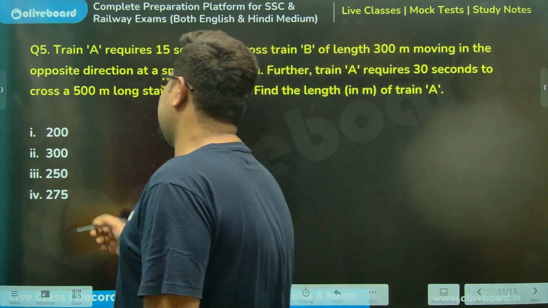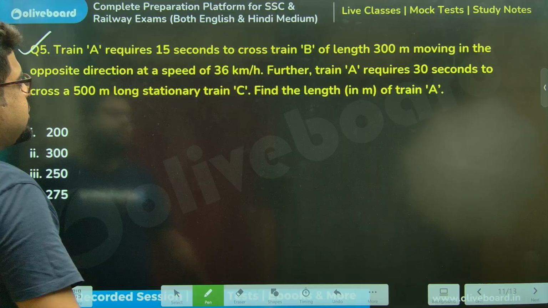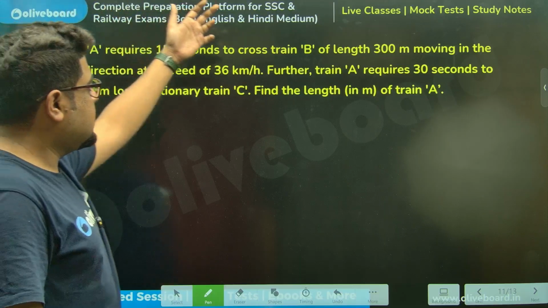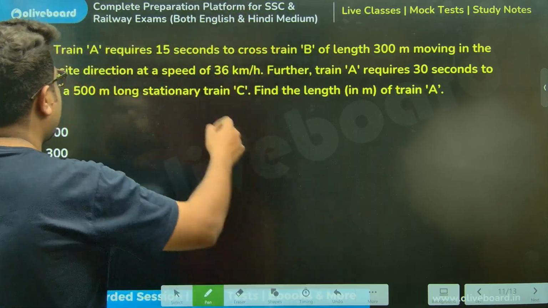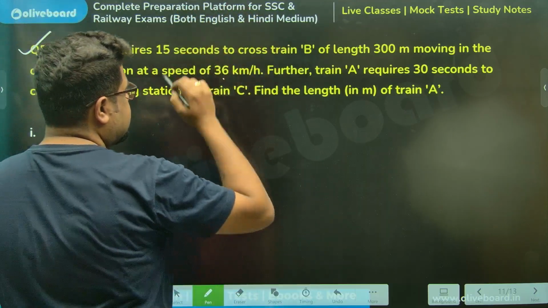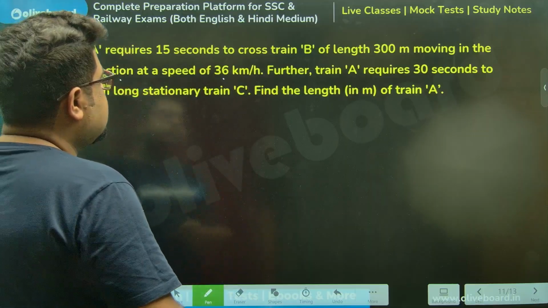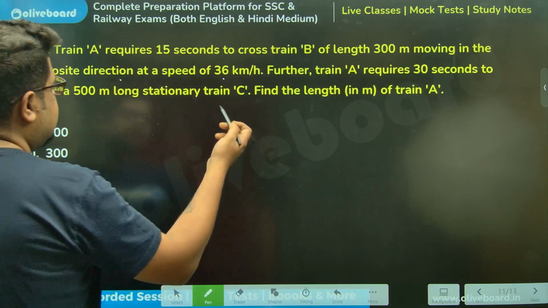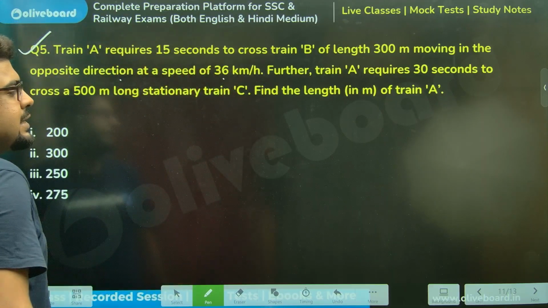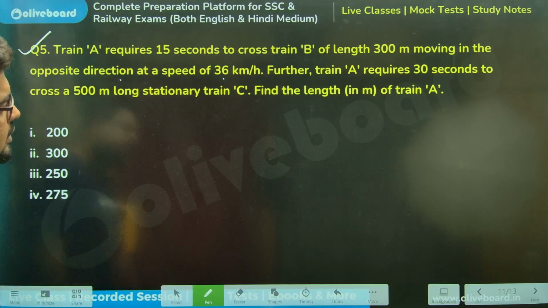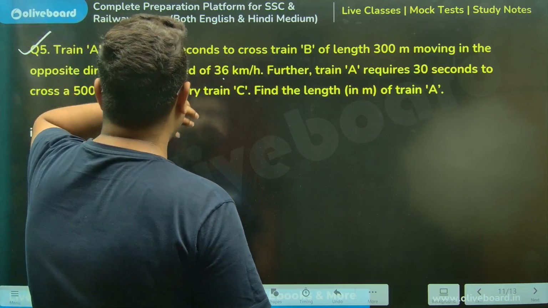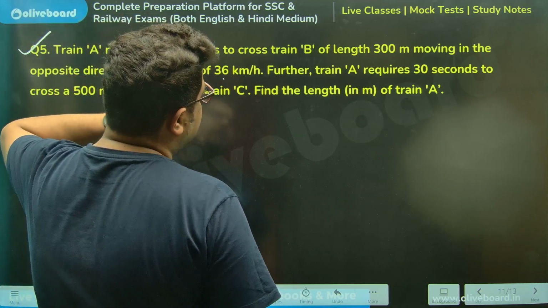Sir, train A requires this much time to cross train B. Two trains now. Length 300 meters, moving in the opposite direction with this speed. Okay. Sir, further, train A requires 30 seconds to cross another stationary train C. There are 3 trains. Again, it's a good question. Very, very good question, sir. Chalo. 15 seconds, this. Acha, sir.